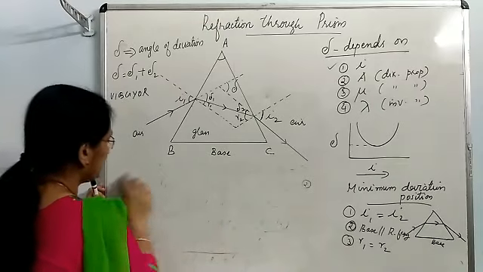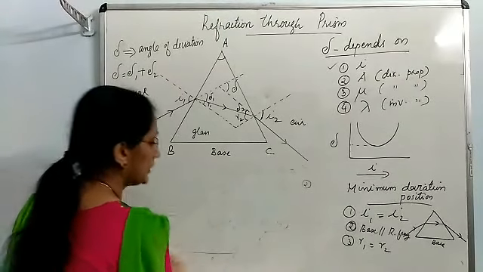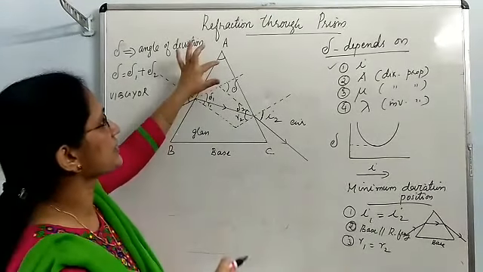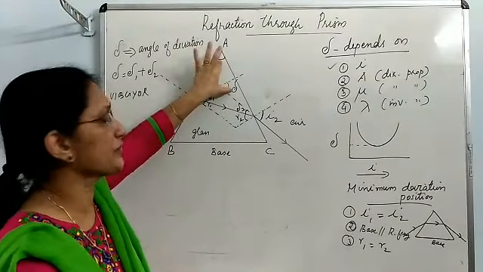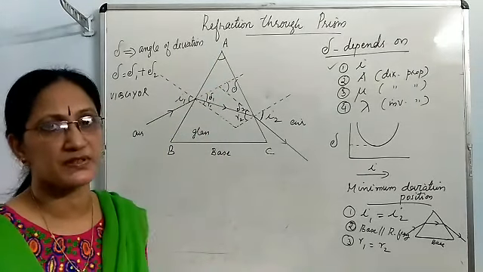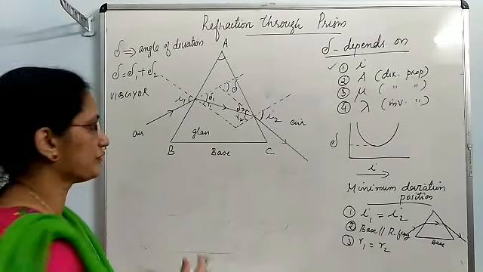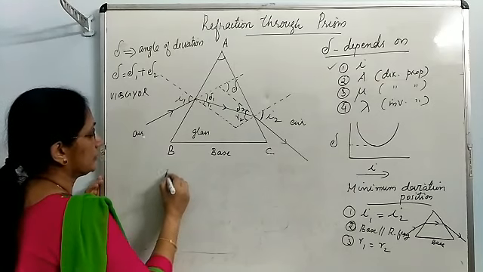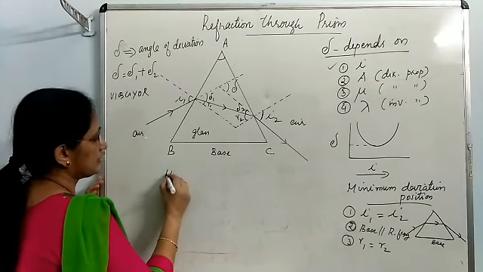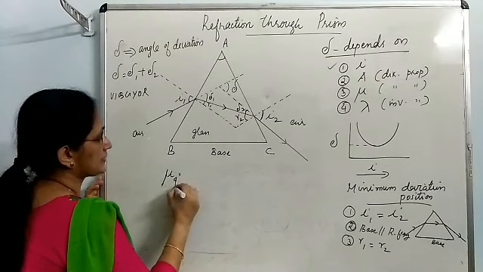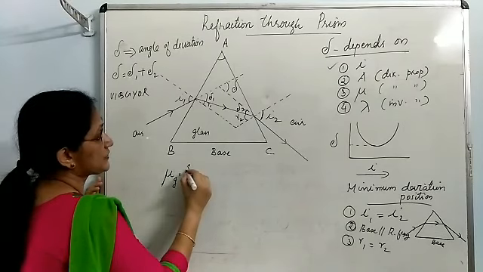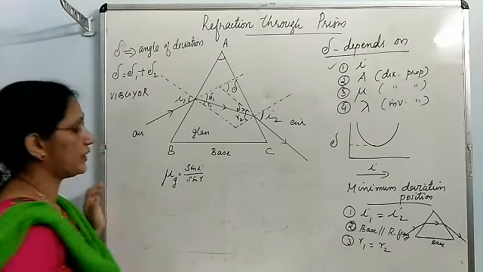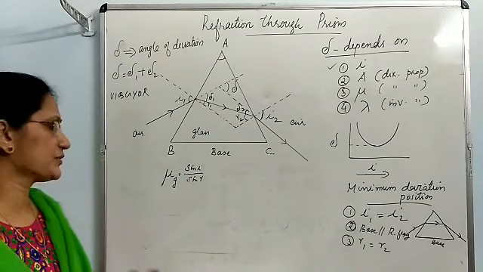Now, if you know the angle of prism and the angle of minimum deviation, these two angles, we can find out the refractive index of this prism. Let us see how to find out refractive index. Refractive index of glass is equal to sin I by sin R. This is the formula. Here I want to tell you something.